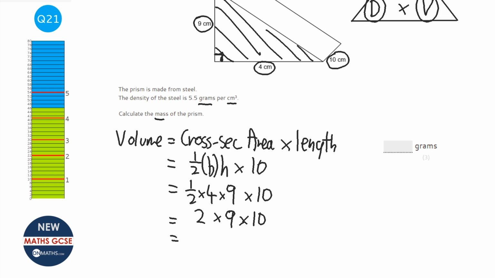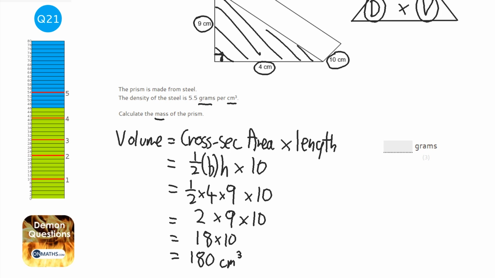So 2 times 9, which is 18, times 10, which is going to be 180, or you can just type it into the calculator if it's on the calculator paper. Okay, so that is in centimetres cubed, because every unit is in centimetres, and make sure you check that.